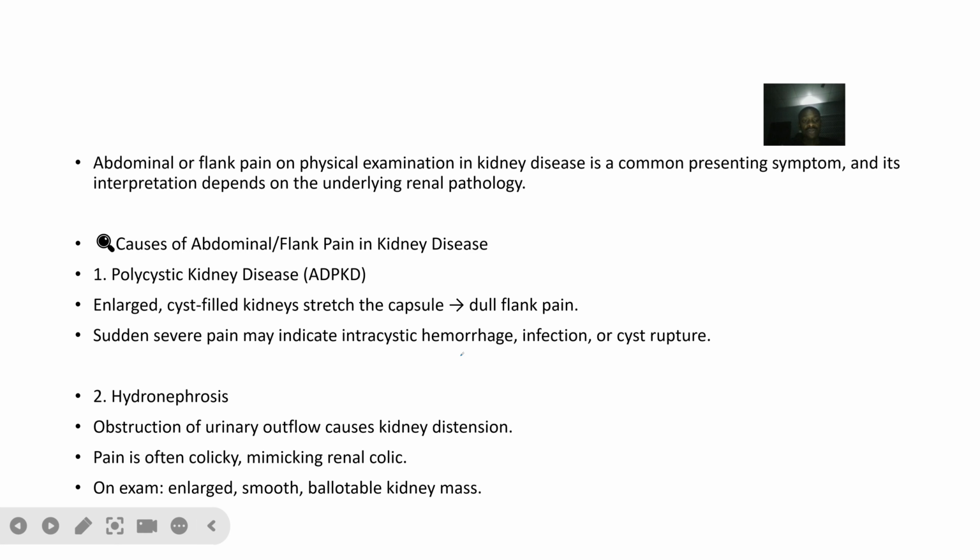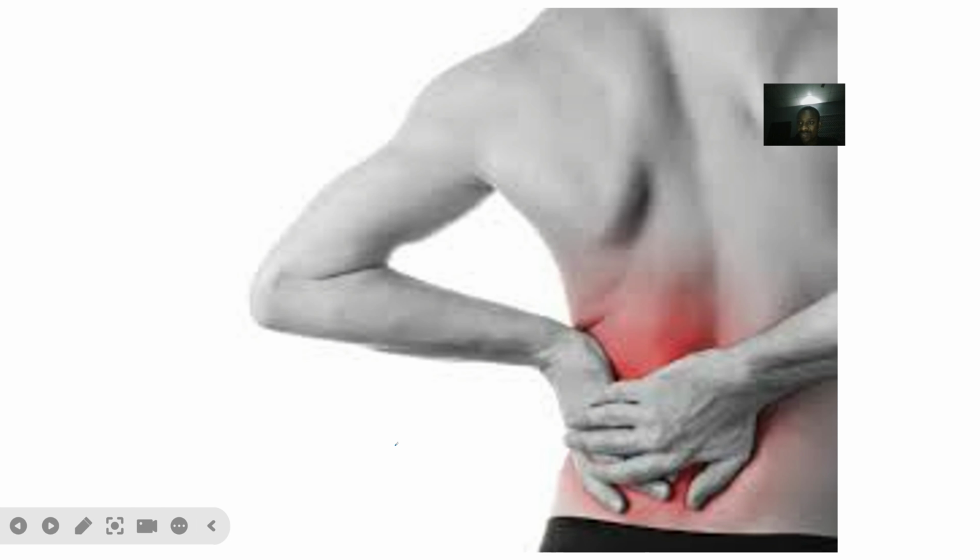Okay, so causes of abdominal or flank pains in kidney disease: it could be that the patient has polycystic kidney disease, the cysts. They stretch the capsule and they cause pain, which is usually dull. Hydronephrosis rather, there could be obstructions. So the pain is usually colicky, and this mimics renal colic pain. Okay, so that's what we got. So there's pains in the flanks.